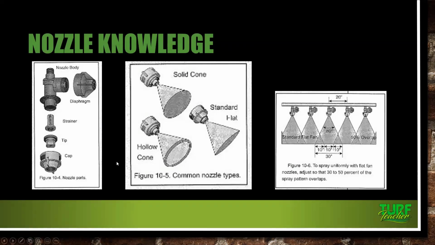But then we've got our nozzle types: hollow cone, standard flat, and solid cone. To spray uniformly with the flat fan nozzles, we'll adjust so that 30 to 50% of the spray pattern overlaps each other.